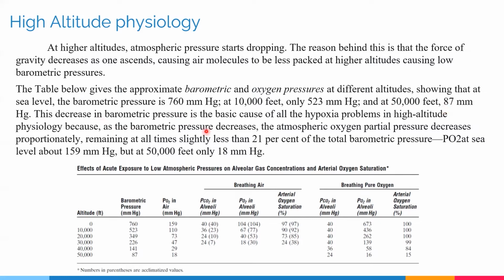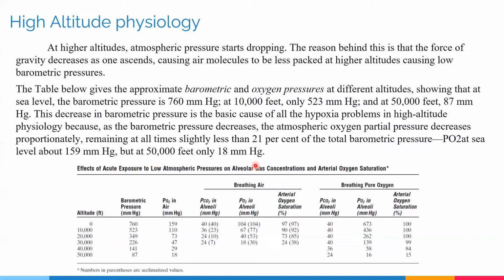This decrease in barometric pressure is the basic cause of all the hypoxia problems in high altitude physiology. Hypoxia means low oxygen level problems. Because as barometric pressure decreases, the atmospheric oxygen partial pressure decreases proportionately, remaining at all times slightly less than 21% of total barometric pressure. And thus this means that PO2 at sea level is around 159 millimeters of mercury, but at 50,000 feet it only becomes 18 millimeters of mercury.